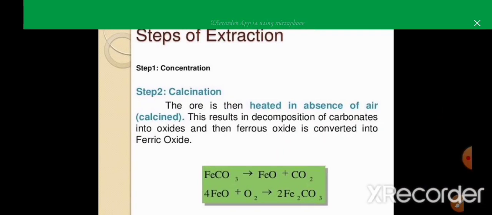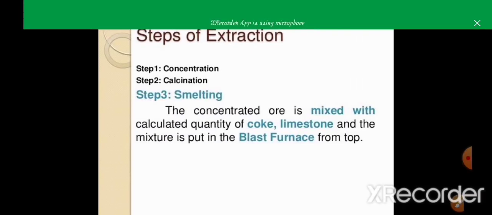Okay, next we go to roasting and calcination. The second step process is calcination. The ore is heated in the absence of air, which is known as calcination. Presence of air is known as roasting. In calcination, the ore is converted into ferrous oxide. Fe2O3 is converted into FeO and CO2, and the FeO is again combined with oxygen.